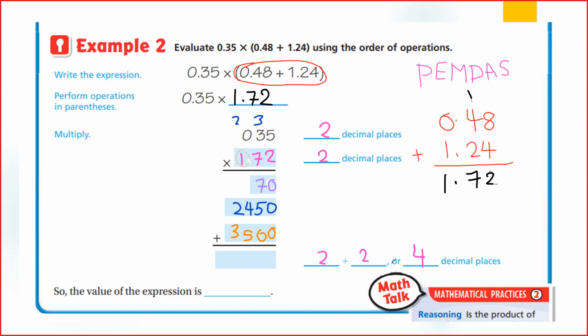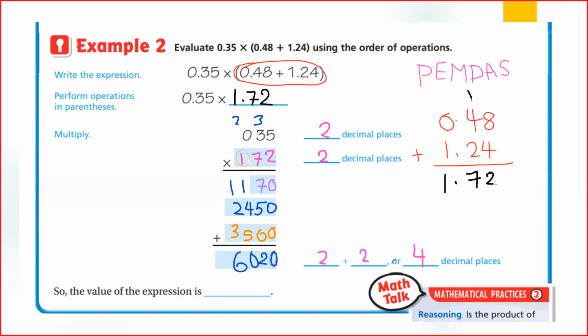Add them all together. Zero plus zero plus zero, zero. Seven plus five, 12. 4 plus 5? 9. Plus 1? 10. 3 plus 2? 5. 5 plus 1? 6. Bravo. Now here, how many decimal places do we have?